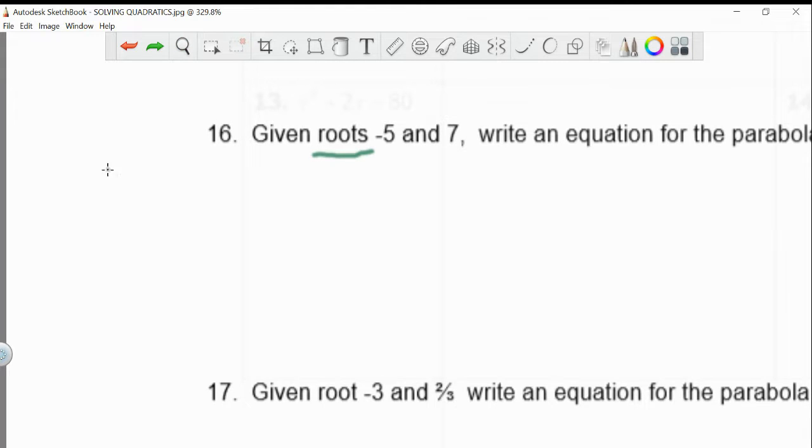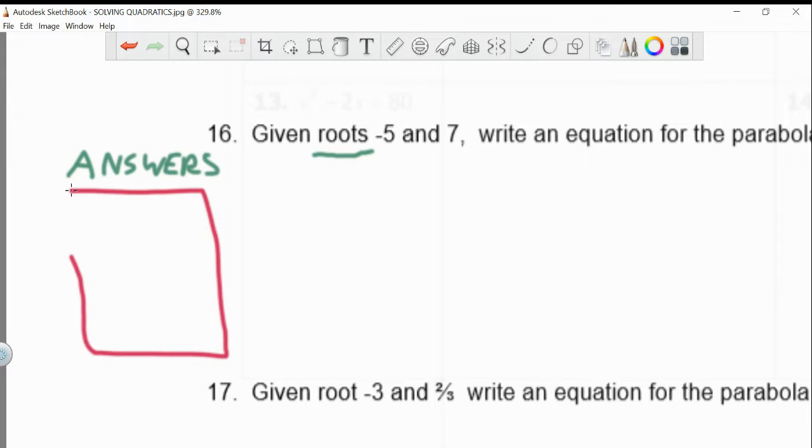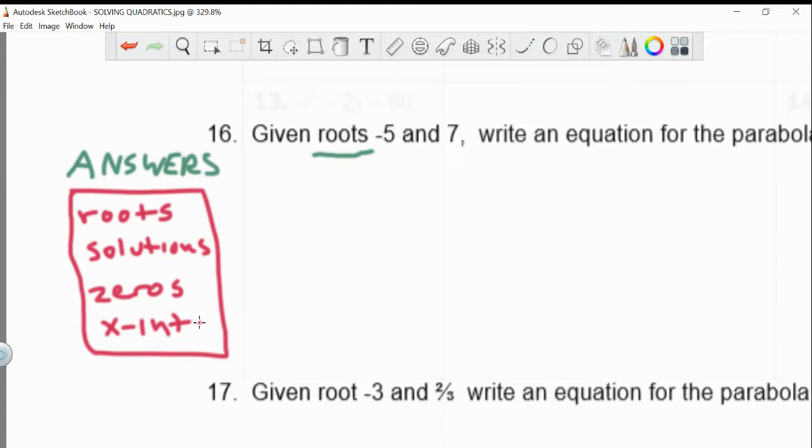The thing is that in math, when it comes to answers, this is something you do want to write down. There are four things that are all the same. And I'm going to write these four things that mean answers on the board probably like 10 times all year. Roots, which are the same thing as solutions, which are the same thing as zeros, which are the same thing as x-intercepts, which I'm just going to put x-ins. Now, these four things all mean the same thing, okay?